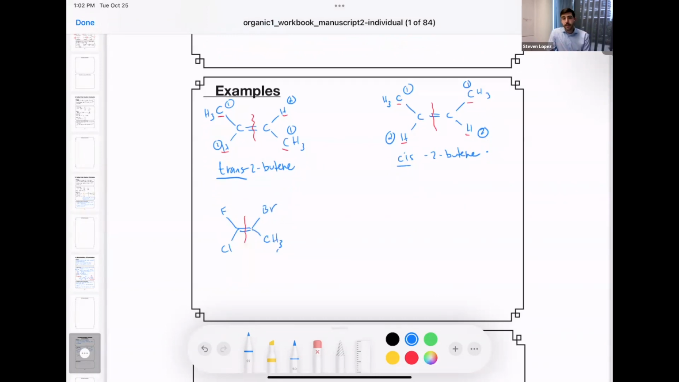Again, we split the alkene mentally here. We look on the left, fluorine versus chlorine. Chlorine gets the higher priority, with an atomic number of 17, whereas fluorine has an atomic number of 9. So fluorine gets the lower priority. Now comparing carbon to bromine, bromine gets the higher priority.